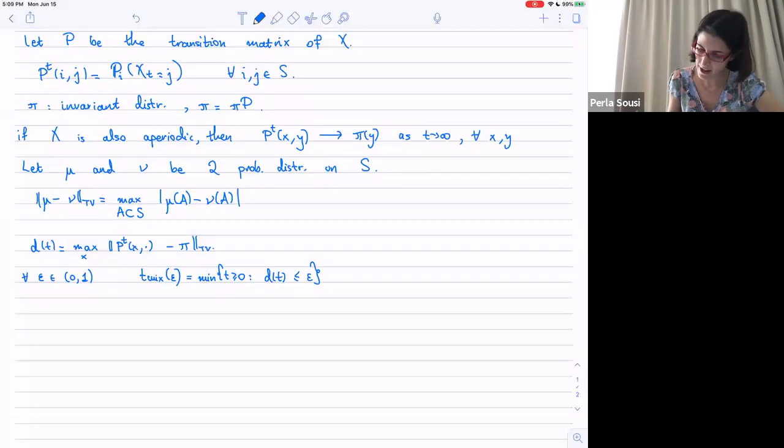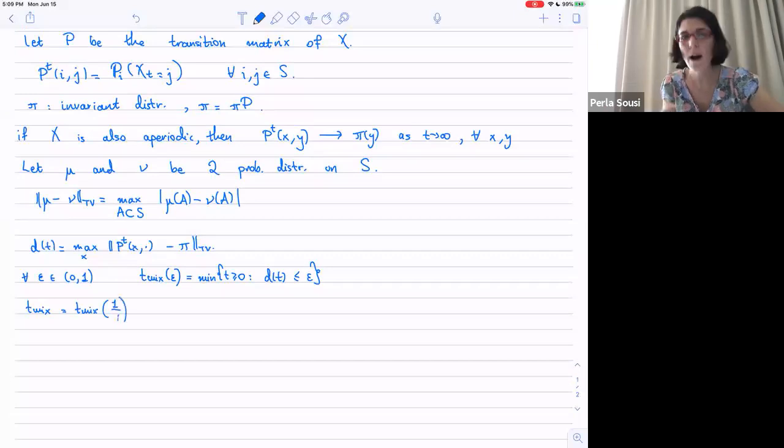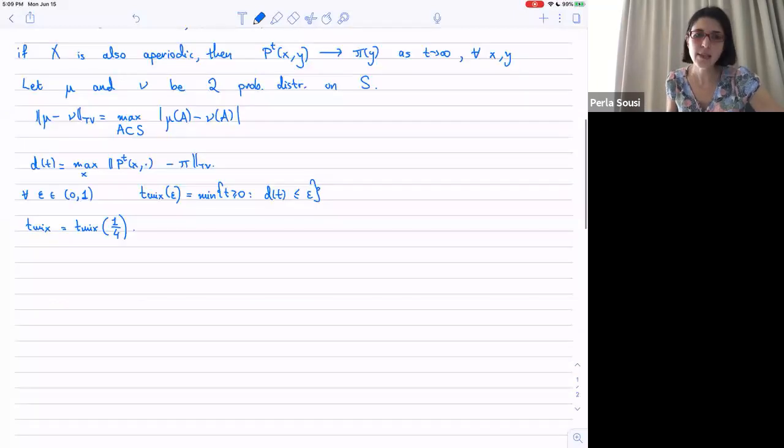Okay, and in this course, I will be writing t mix when epsilon is equal to a quarter. So t mix is going to stand for t mix of a quarter. Why we choose a quarter is arbitrary. All we need is for epsilon to be strictly smaller than a half, because after a half, the total variation distance from stationarity decays exponentially fast. Okay, so that's the mixing time.